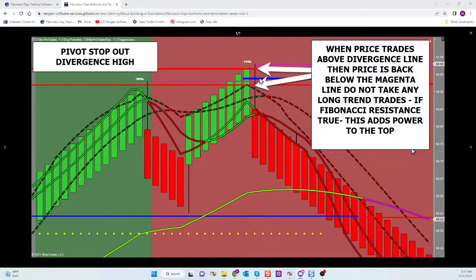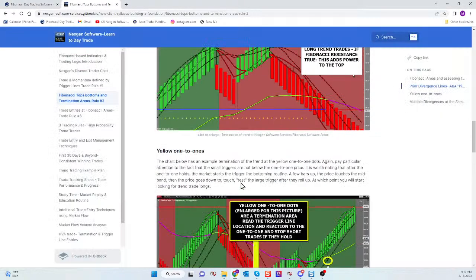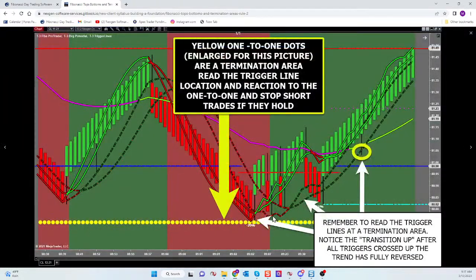It's this termination condition that creates the full reversal, guys. This is what we call a strong top. This is our best of the best look to look for that high probability trend trade with the odds favorable momentum. From the bottom, we see it again. Price reaches the one-to-ones, no trigger lines break through.